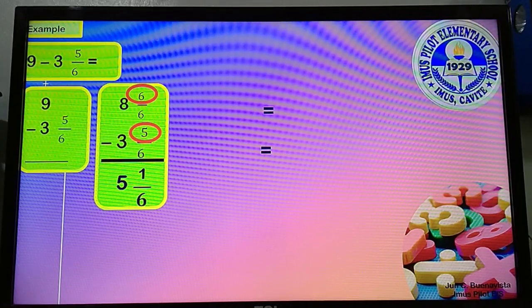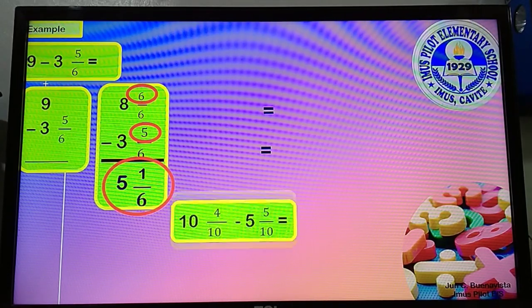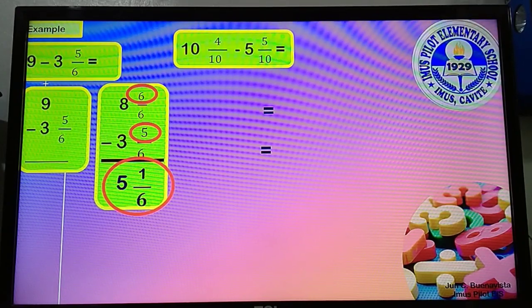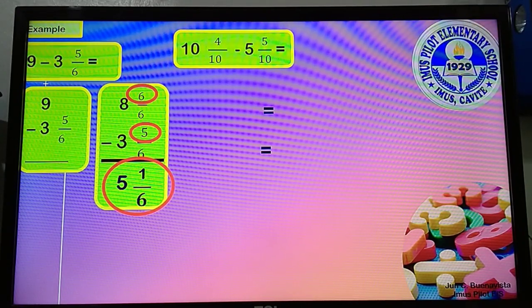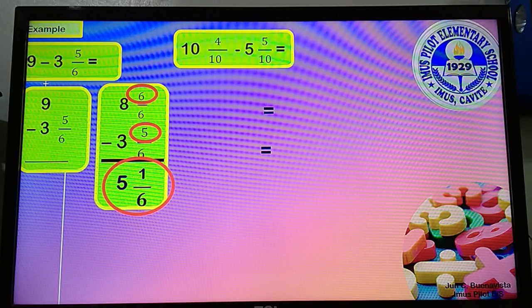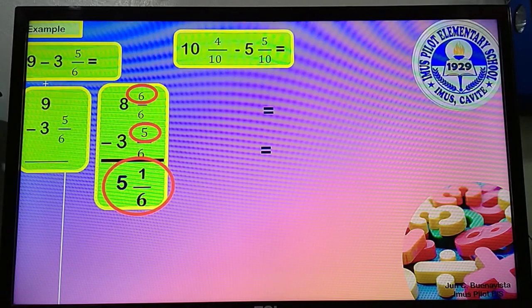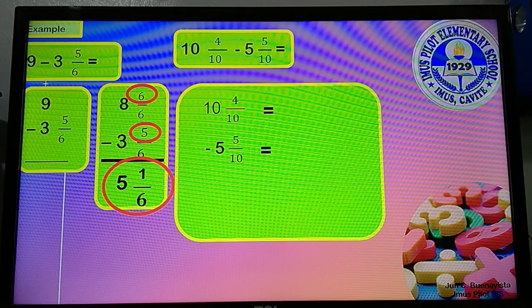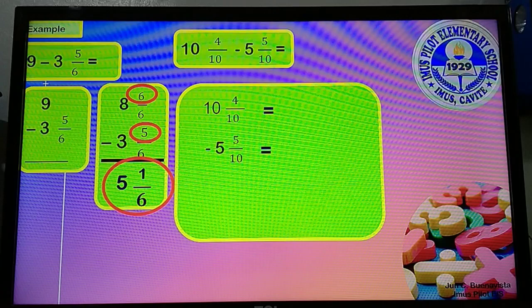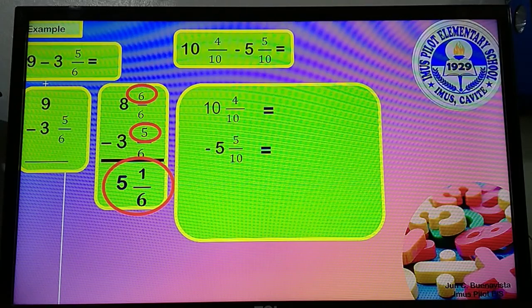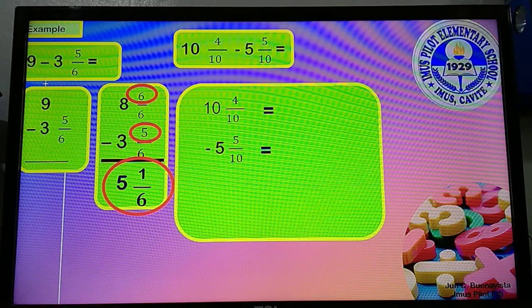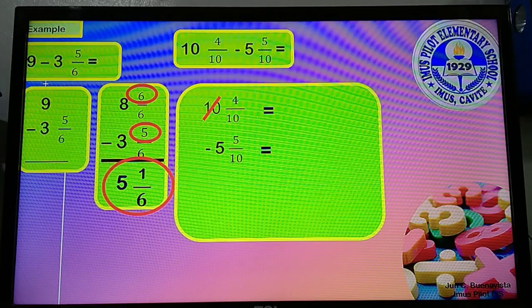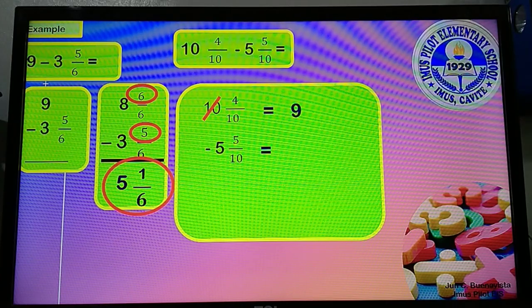Okay, I have another example. 10 and 4/10 minus 5 and 5/10. What have you observed? Yes, our fractions are already in a similar form. But look at that. 4 minus 5 cannot be. So, anong gagawin natin? We are going to borrow from 10. So, manghiram tayo sa whole number. So, si 10 now becomes 9.